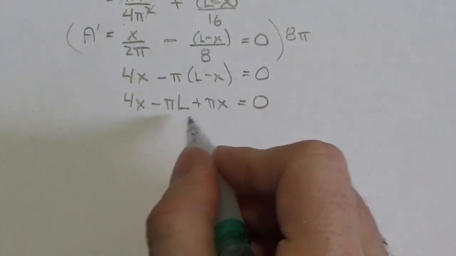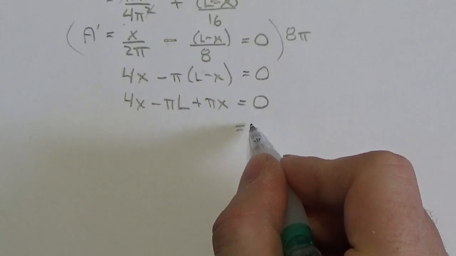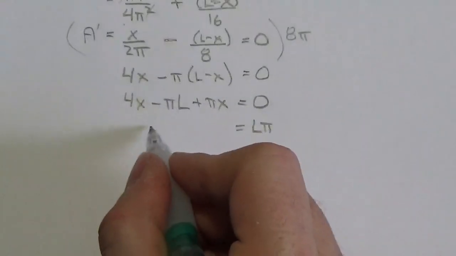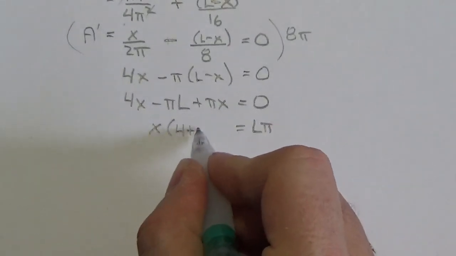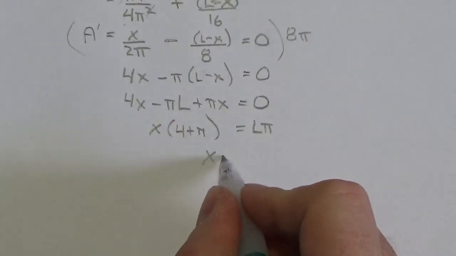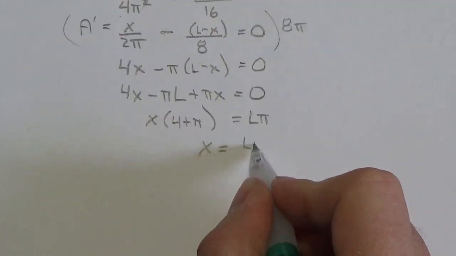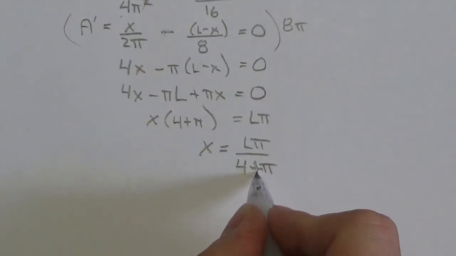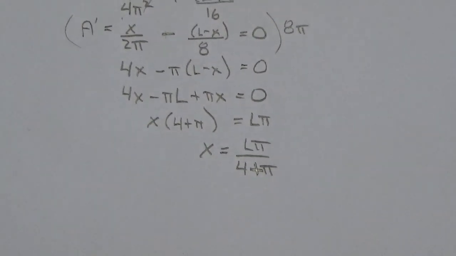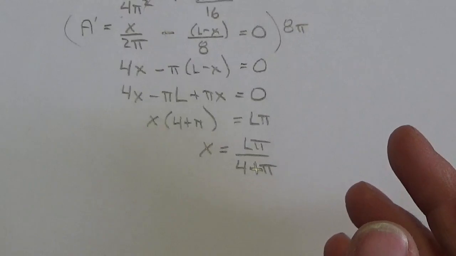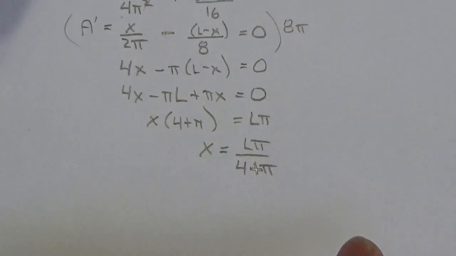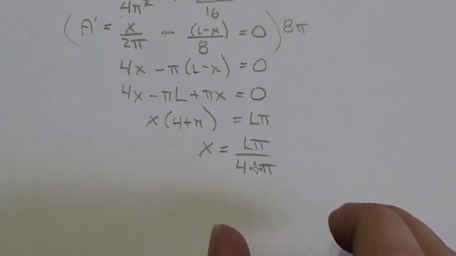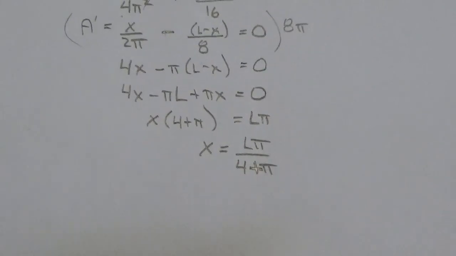I'll bring that over. So this is going to be equal to, let's make it L pi. It just looks better if the L comes first. I don't know why, but it does. And I'll take out the x here. So this will be 4 plus pi times x is equal to L pi. And so x is going to equal L pi over 4 plus pi. Okay, and there we go. So that is the value that, though I don't know whether it maximizes or minimizes this particular expression, I do know that this corresponds to a maximum or a minimum value. I just don't know which one it is here.